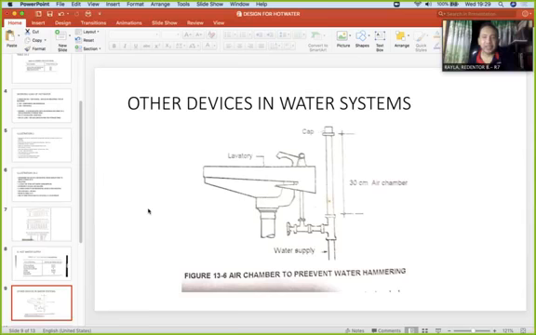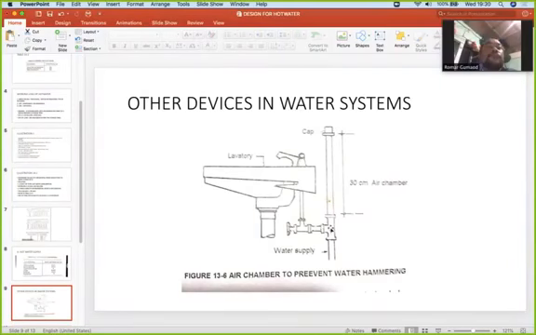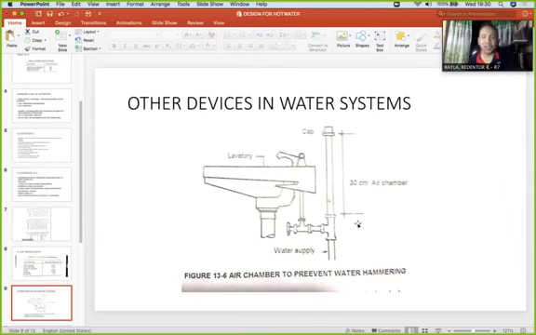Okay. Other devices in water system, we have the air chamber. No? So the main purpose of air chamber is just like the water hammer arrestor. No? There is water hammering. There's a movement creating vibration due to pressure, no, and air existence inside the piping. So you have a water hammer air chamber. No? So that is 30 centimeter after the T.